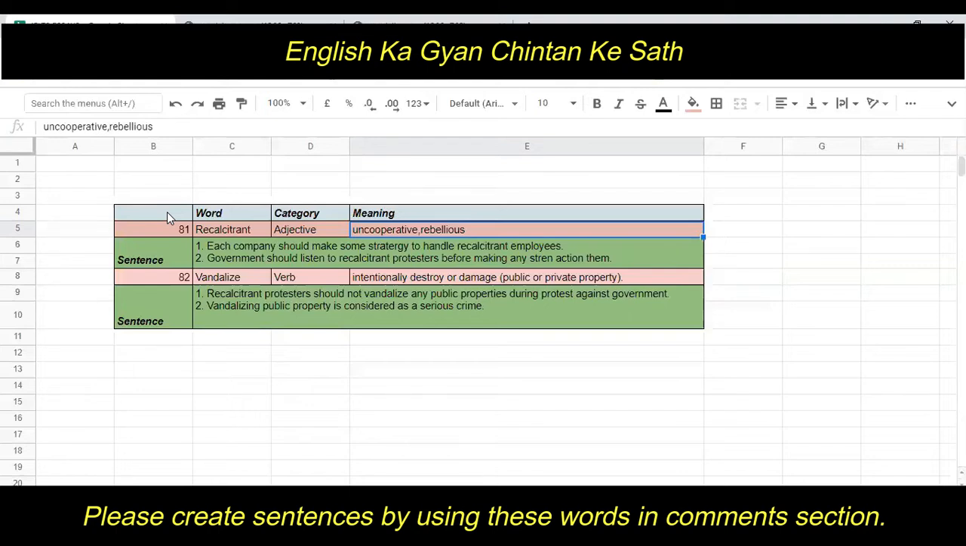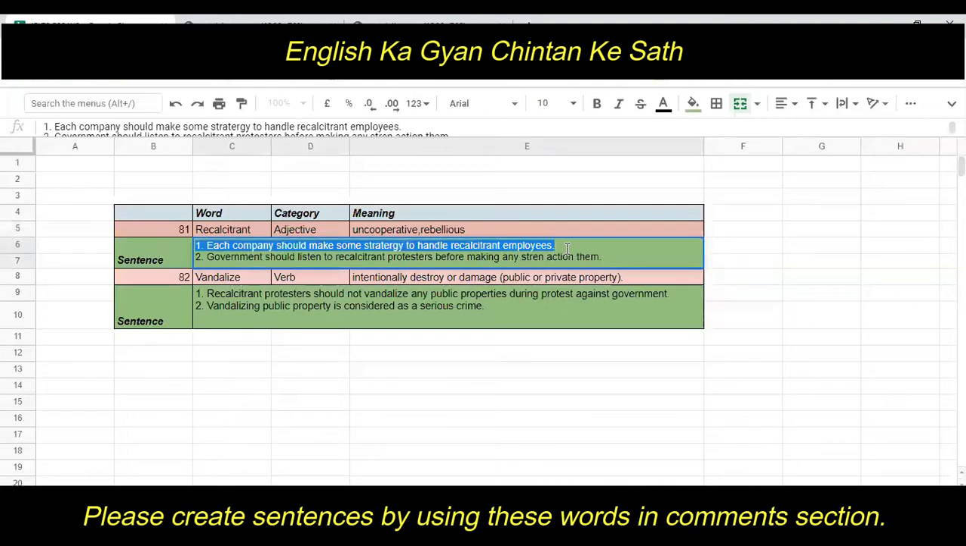Okay, but now let's discuss the sentence that I have created for this particular word, and in that way probably you will get more understanding that in which context this word can be utilized. Okay, now let me give you the first sentence which I have created, and the sentence is: each company should make some strategy to handle recalcitrant employees. See, nowadays, we are surrounded by so many talks that companies are not providing enough support to their employees and something like that.